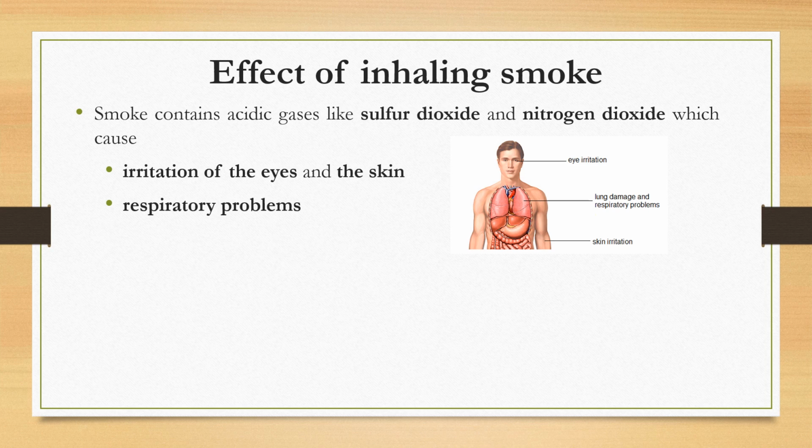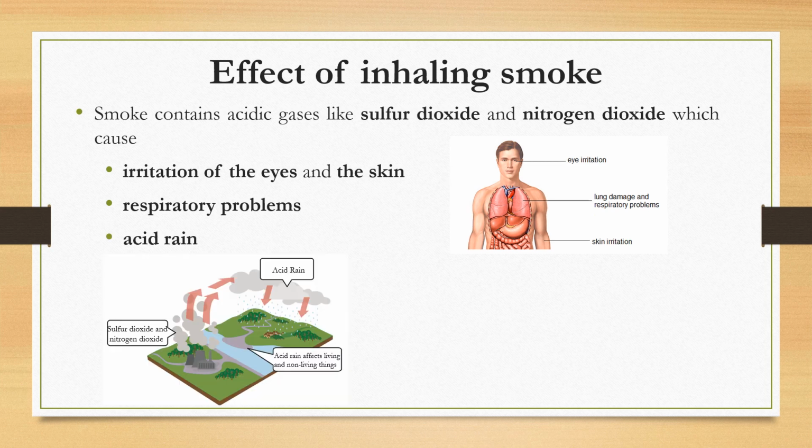Smoke also contains acidic gases like sulfur dioxide and nitrogen dioxide. You have learned in the previous lesson that these gases cause irritation of the eyes and the skin, as well as respiratory problems. Sulfur dioxide and nitrogen dioxide also cause acid rain. Remember that acid rain kills plants and aquatic organisms. It also corrodes steel structures and erodes limestone structures.